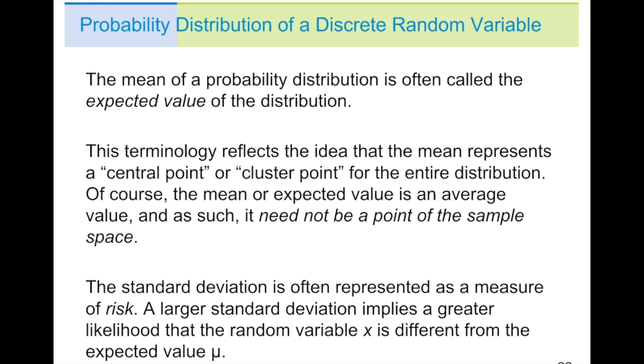The standard deviation is often represented as a measure of risk. A larger standard deviation implies a greater likelihood that the random variable x is different from the expected value mu. So, the larger the standard deviation, the more it varies, the more the number will be away from what we expect. So if we want it to be what we expect, we want a low standard deviation.